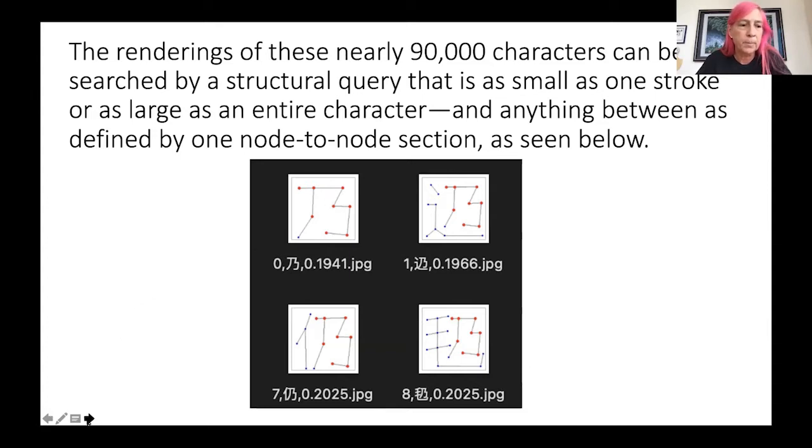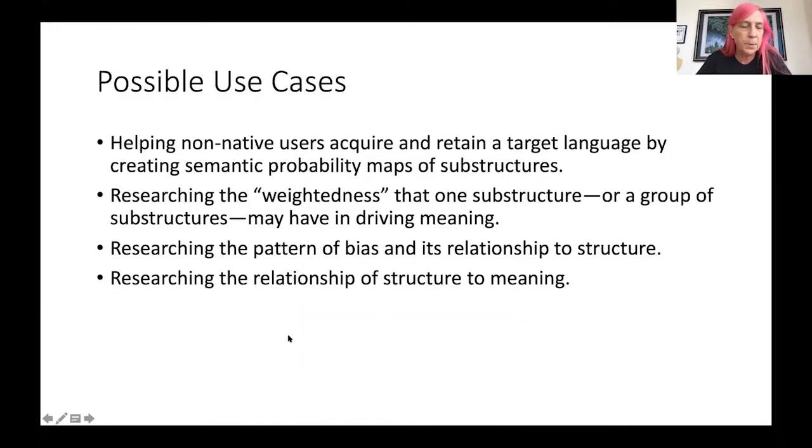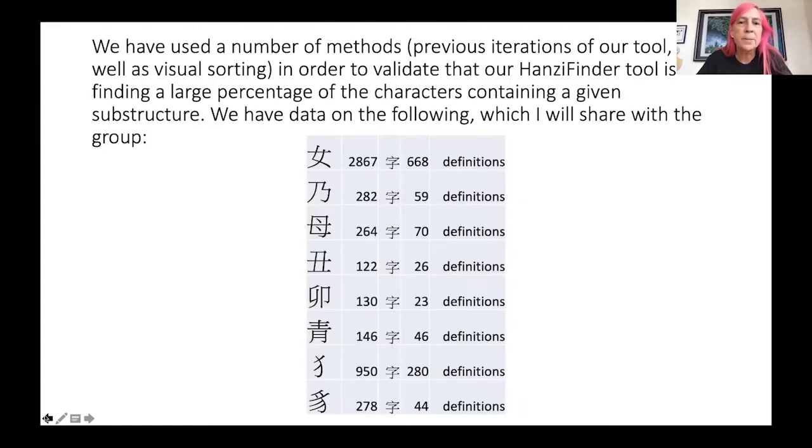We have used a number of methods in order to validate that our tool is finding a large percentage of the characters containing a given substructure. We have data on the following, which I will share as soon as I'm done with this talk in the chat. We actually have more than this, but I'm just showing a portion.